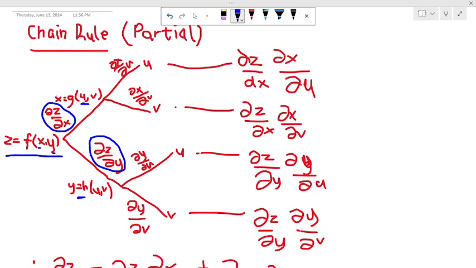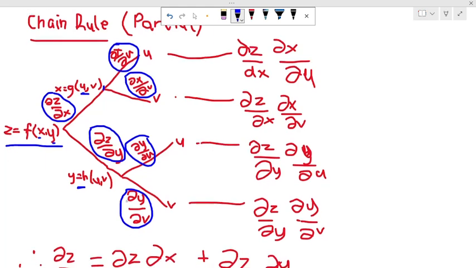So therefore, differentiating x with respect to u becomes a partial derivative. Why? Because our x is dependent on u and v. In the same manner, differentiating x with respect to v also becomes a partial derivative. Now differentiating y with respect to u also becomes a partial derivative. Why? This is because our y is dependent on u and v. In a similar way, differentiating y with respect to v also becomes a partial derivative.